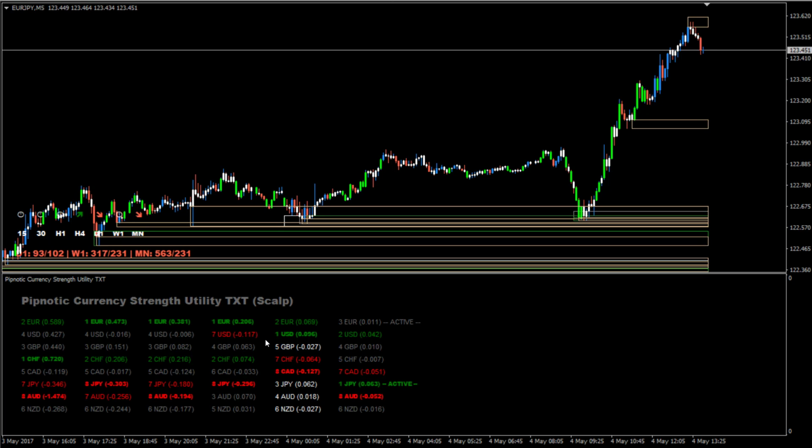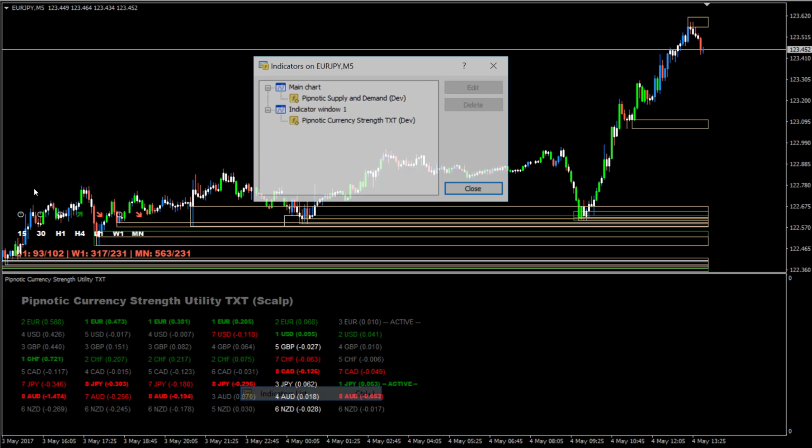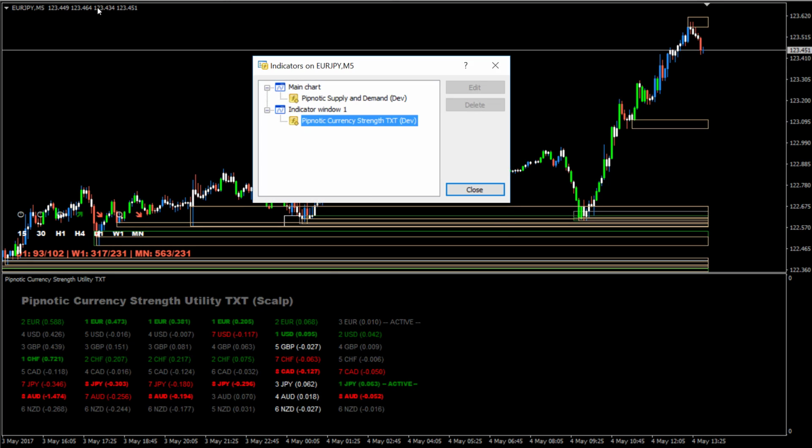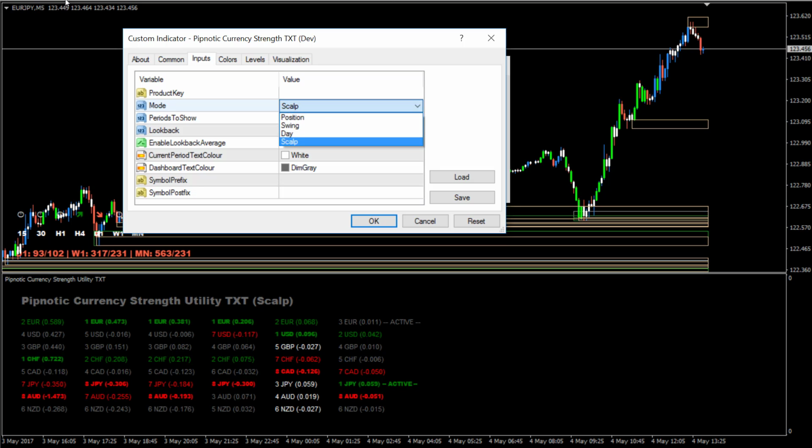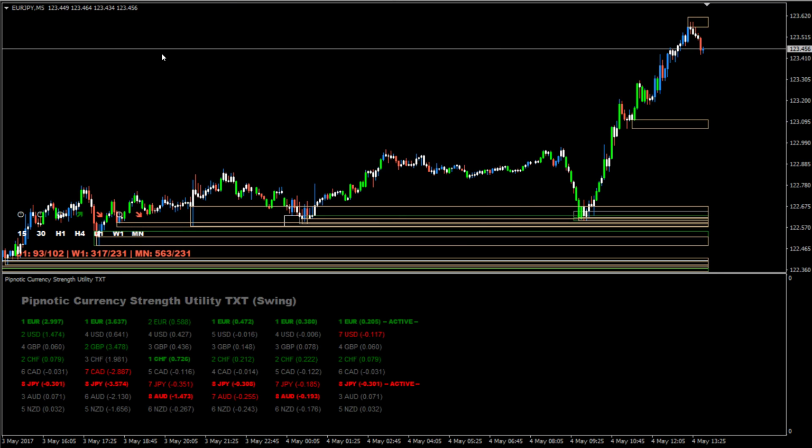What about a longer term? I'm not going to cover all of the configurations because they're pretty much the same, but we are going to have a closer look at the longer term. And for the longer term, I like to look at, for example, swing configuration. So we'll put it on swing. We'll leave the rest of the settings the same. We'll press OK. And then what do we have here?